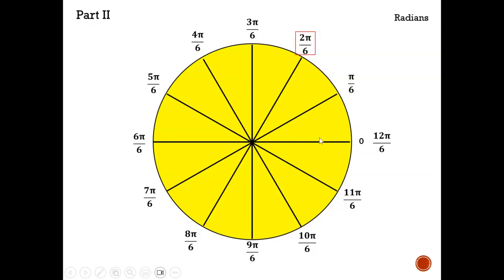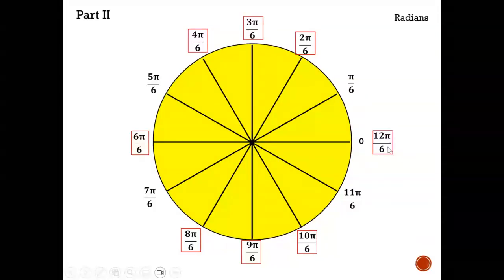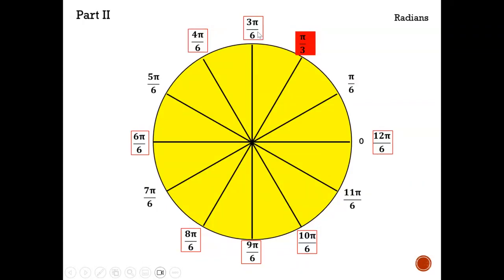Now these can be reduced. The 3 pi over 6 can be reduced. The 4 pi over 6 can be reduced. The 6 pi over 6 can be reduced. The 8 pi over 6 also can be reduced. The 9 pi over 6, the 10 pi over 6, and the 12 pi over 6. Okay, now 2 pi over 6 will give us pi over 3. 3 pi over 6 will give us pi over 2. 4 pi over 6 will give us 2 pi over 3.